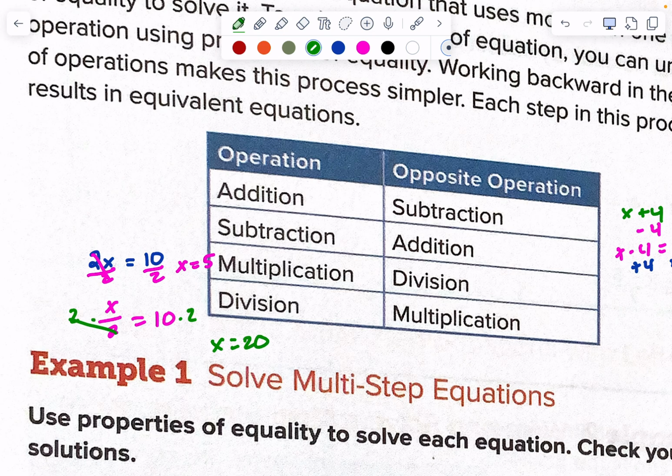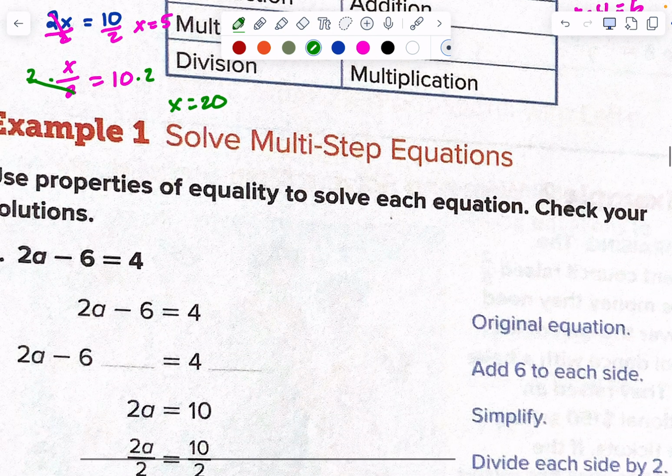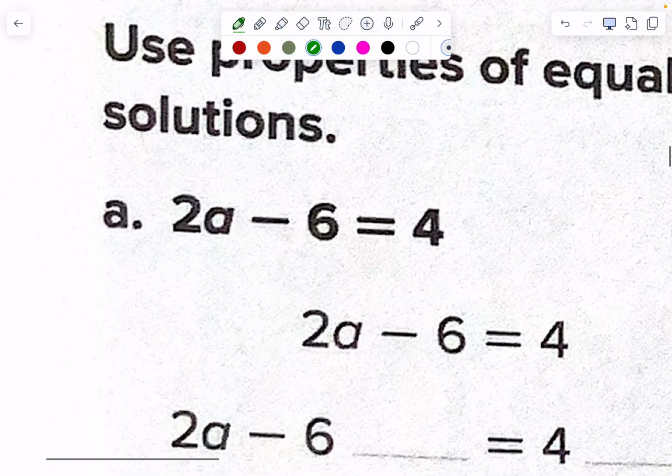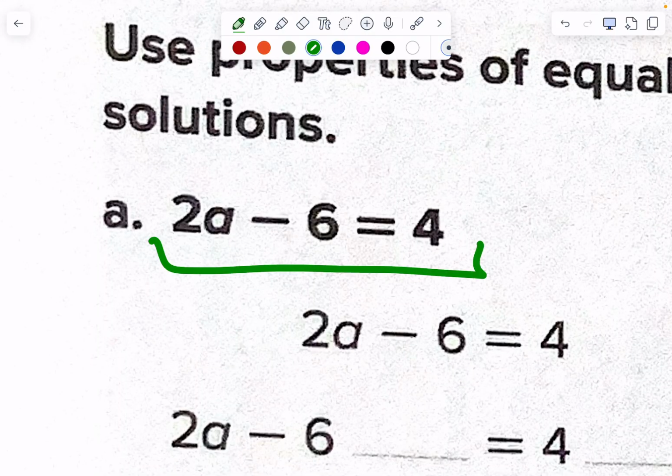Now, the deal here is that we already know that stuff. That should be kind of a review. But when we have stuff going on like this, we've got multi-steps. So we've got multiple things going on at once, and you're like, oh crap, which do I do first? Do I add the 6 over first or do I divide by 2 first? Which one do you do first? You divide first.